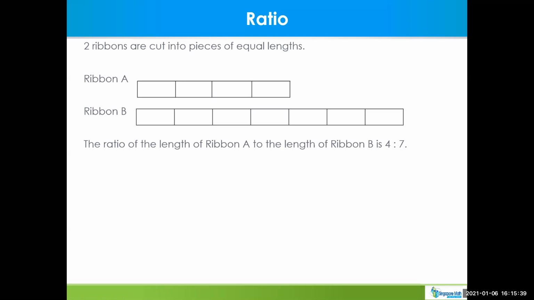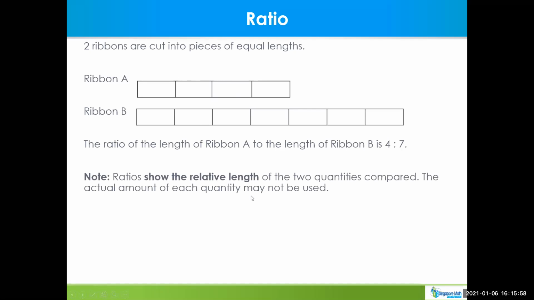Is the term units very new to you? No, good. Anne, what about yourself? Is the term units very new to you, or have you come across it? Yes, okay. Sometimes we use units to represent a quantity. So ratios show the relative size of 2 quantities compared, and the actual amount of each quantity may not be used. Let me give you an example.